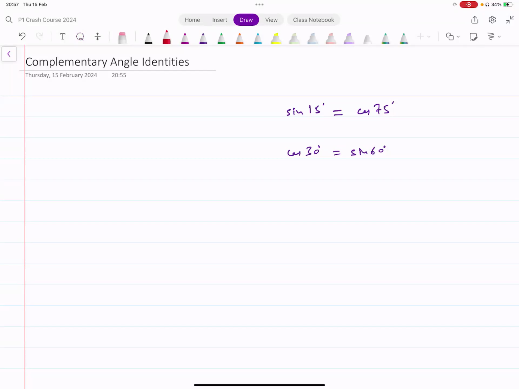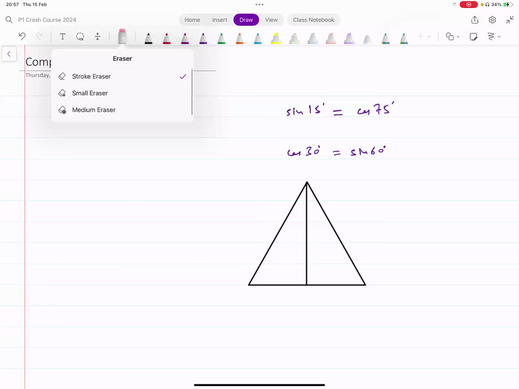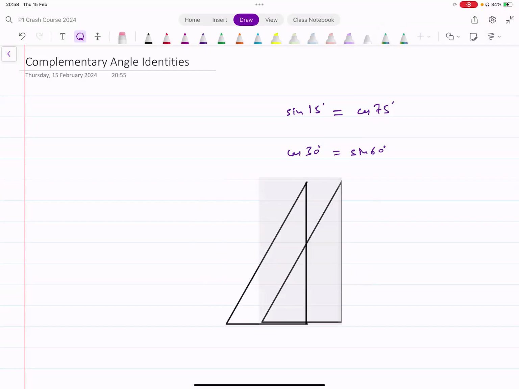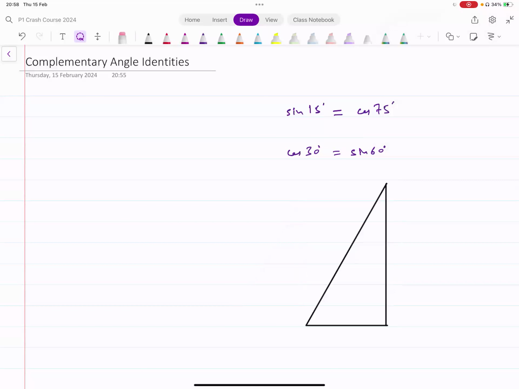Let's make a right angle triangle. Let's say we have a triangle that looks like this. Okay, so we have this right angle triangle. In this triangle, one angle is of course 90 degrees. Let's say this is theta.